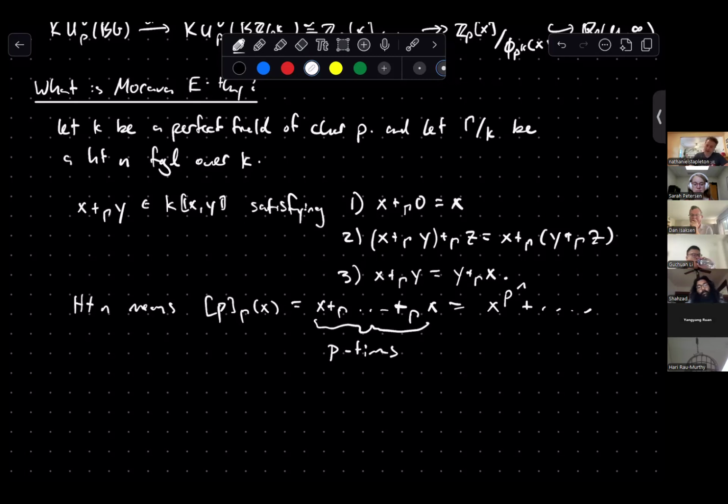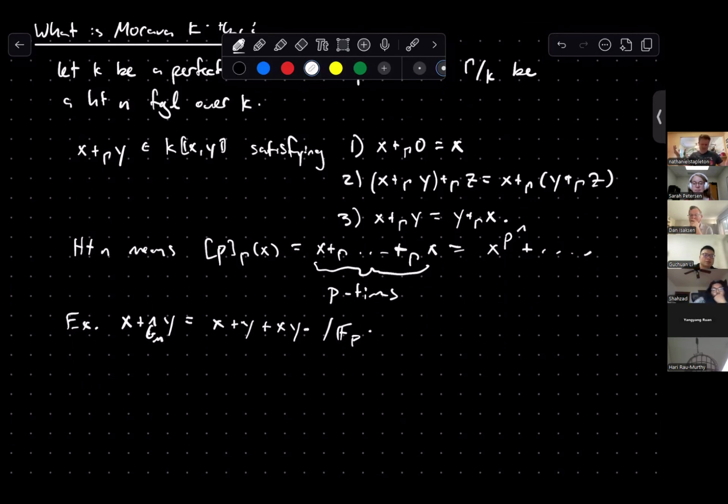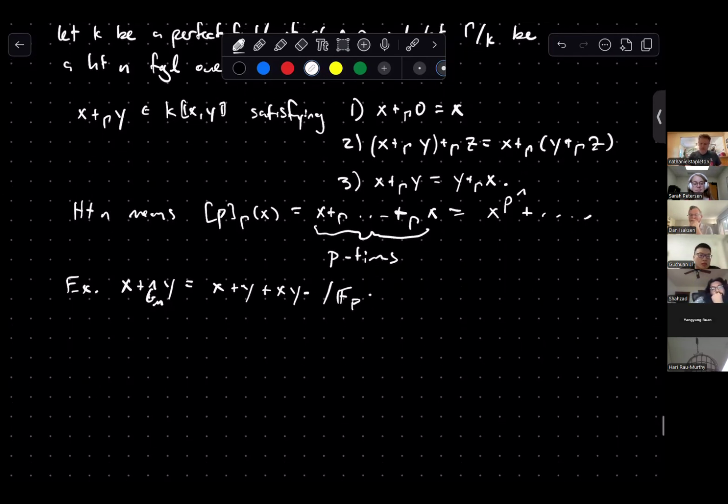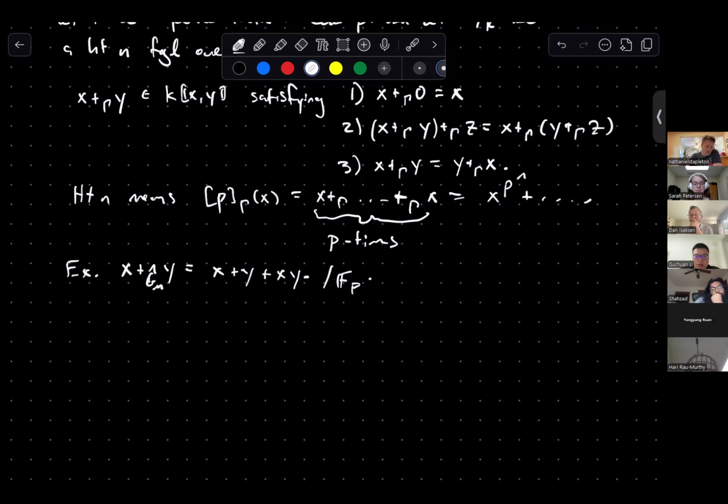And the example to have in mind, which we'll go into in a little bit more detail in a bit, is x plus_Ĝm y, which is x plus y plus xy. So you can check that this is a height 1 formal group law. And we can take this over F_p if we want. Okay, so it just turns out that there's tons of these things.